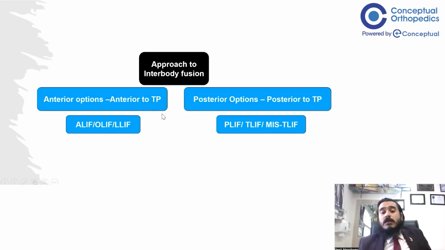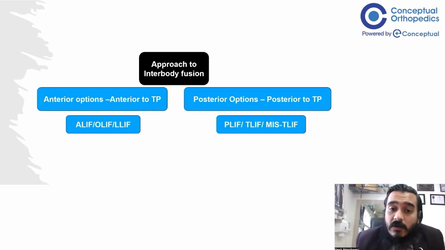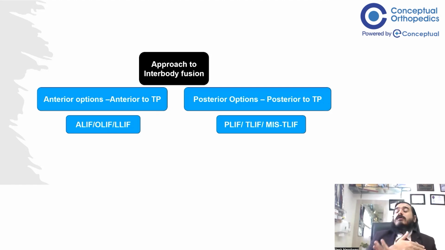When we talk about the interbody fusion, whether this is anterior or posterior depends on what you're doing in regards to the transverse process. If you're going anterior to the transverse process, that is a bony landmark for us. If you're going anterior to the spinous process, that becomes the anterior surgeries. And if you're coming posterior to the transverse process, that forms the posterior surgery.